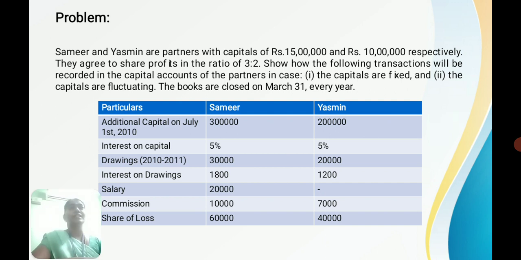So from this problem, what are the workings we have to do? First of all, in all the problems, we have to do the workings first. Then only we can open the account. So in this type of capital account, we need to calculate interest on capital and interest on drawing. But in this problem, interest on drawing is directly given, so we have to calculate only interest on capital. The interest on capital is 5% per annum, so from the opening capital, we have to calculate the interest on capital.